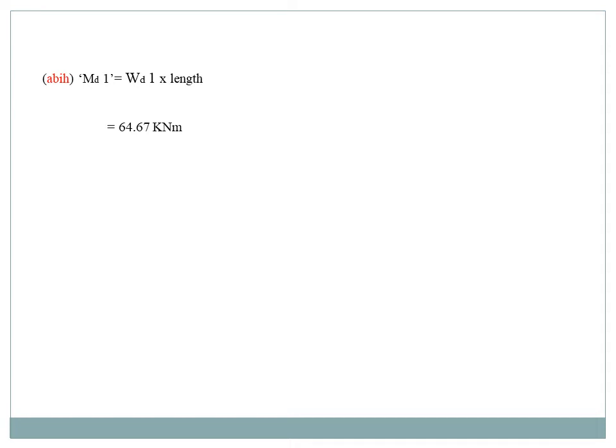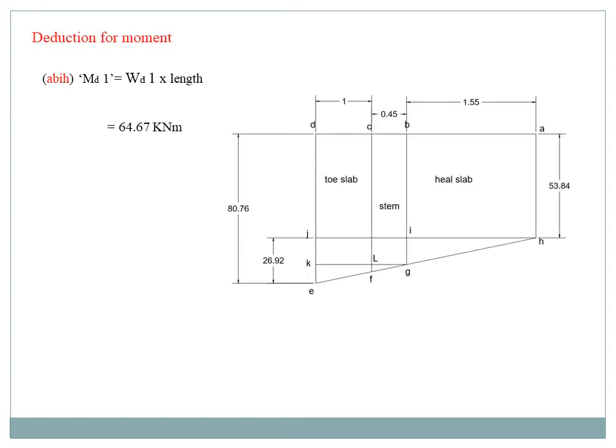MD1 is equal to WD1 into length. So this is a moment, and we know the moment formula: load into distance. The load we already found out. So WD1 is equal to 83.45 into length, which is 0.775. We got the moment for reduction as 64.67 kilonewton meter.